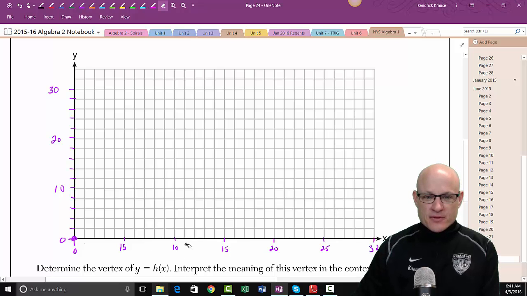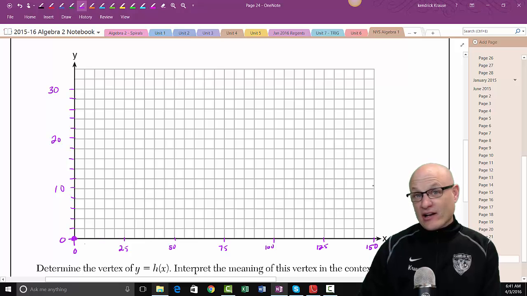This would be 30. Oh, that was dumb. This would be 45. Even that's not going to work. What am I doing? Oh, every one of them's got to be 5, because 30 times 5 is 150. So this was 5, so this is 25, 50, 75. Okay, this makes a little bit more sense. 100, 125, 150.